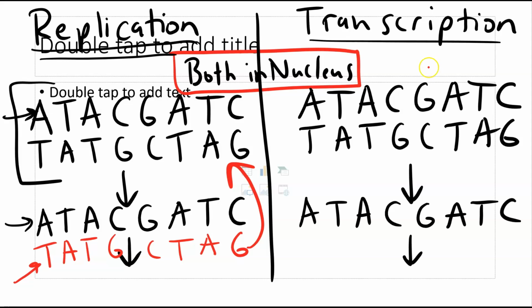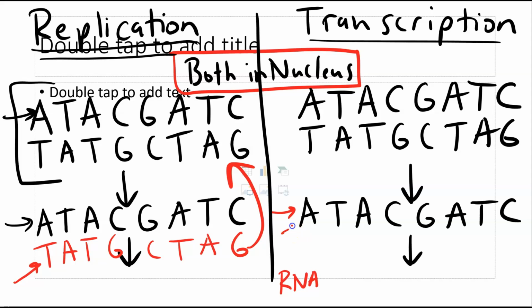Transcription, however, which is also in the nucleus because you're using DNA as a template, if you separate that top strand again and use it as a template, you're going to get a different product. The product that you're going to get, of course, is going to be RNA. But there's that big change when it comes to RNA: there are no T's. There's no thymine when it comes to RNA.